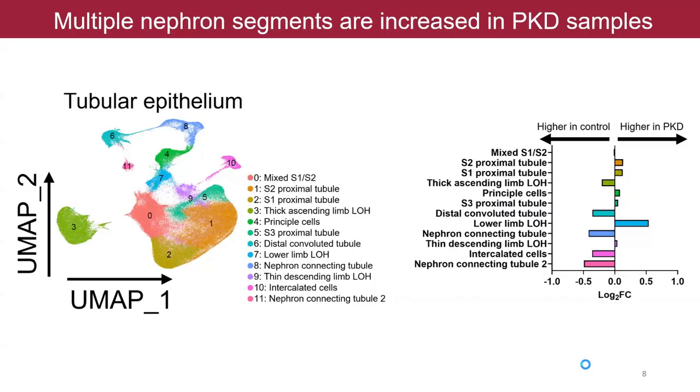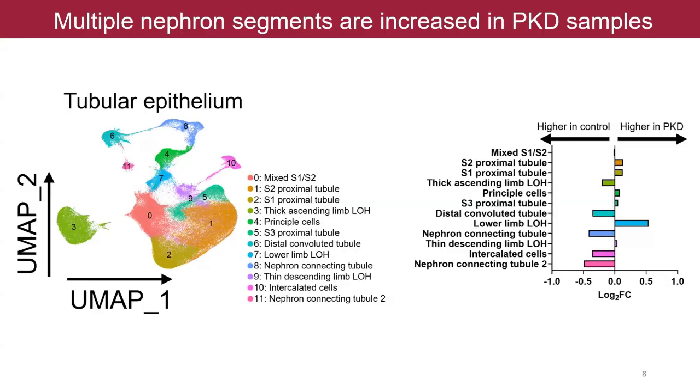So we have everything from our S1 all the way up to our intercalated cells, nephron connecting tubule, good representation across our nephron. And then when we looked at the frequency abundance of these clusters in our control samples versus PKD, we found, interestingly, a couple of these clusters that are more abundant in PKD. So we see things like our lower limb loop of Henle, our thin descending limb loop of Henle, principal cells, and then our S1 through S3 segments were found in a much higher frequency in those PKD samples when compared to our control samples. So suggesting that these clusters might be impacted in PKD.